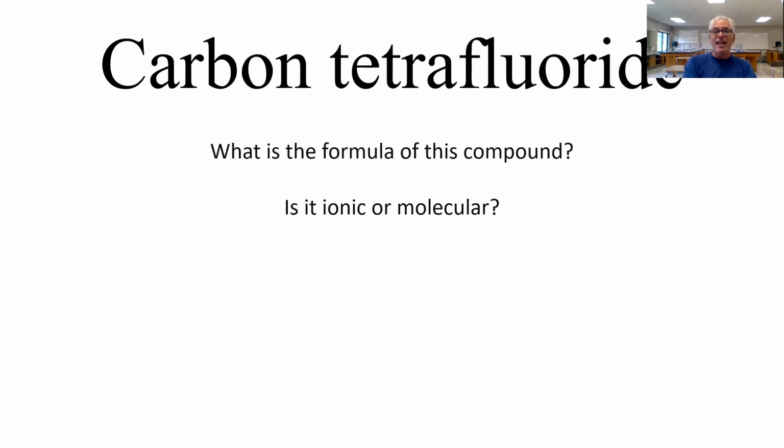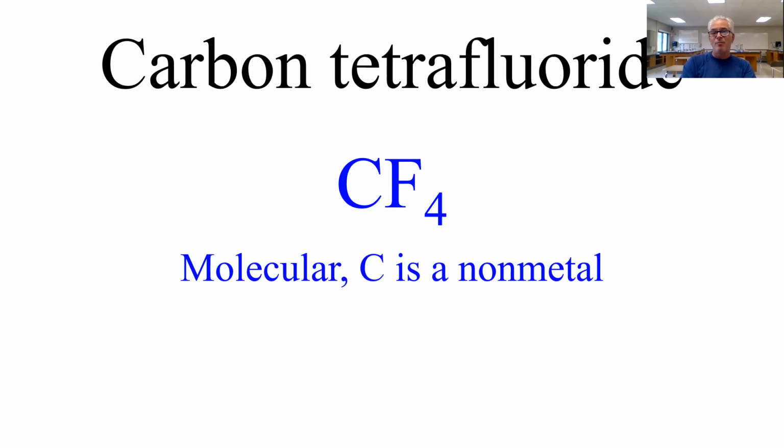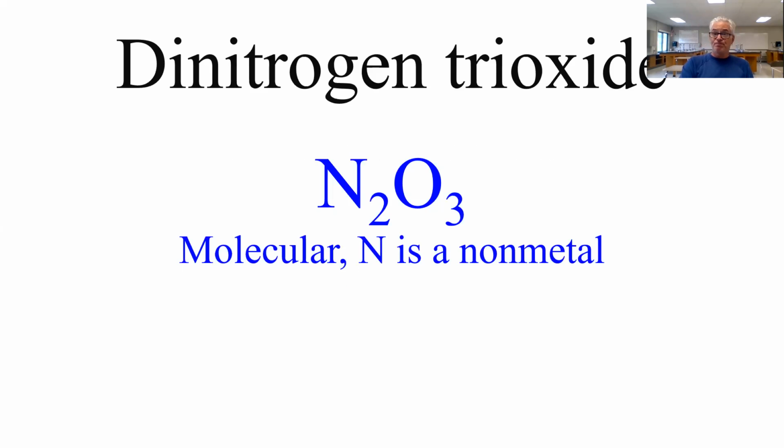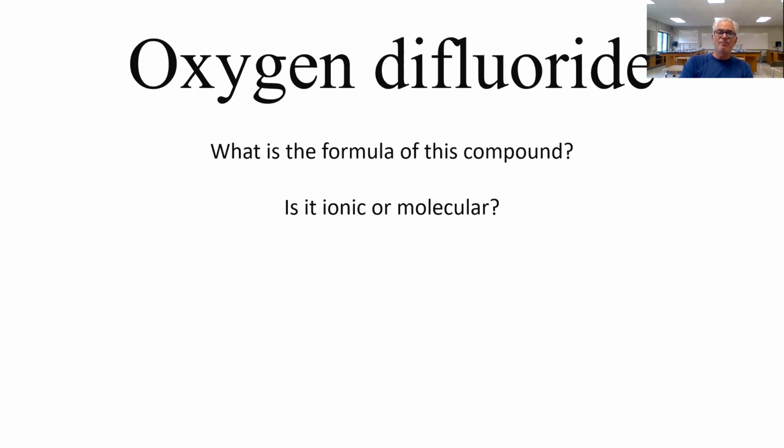Carbon is a non-metal, capital C for Charlie and Cookie and carbon. Carbon with tetra, 4 fluorines, CF4, and of course it's molecular because carbon's not a metal. Dinitrogen trioxide, there's a lot of prefixes here, right? 2 nitrogens in the front, 3 oxygens in the back. It's a molecular compound because there's no metals. N2O3, that was easy.